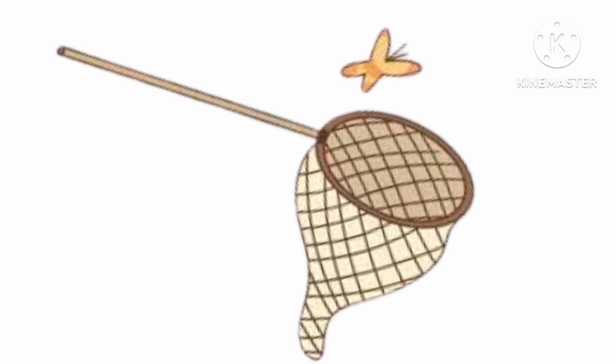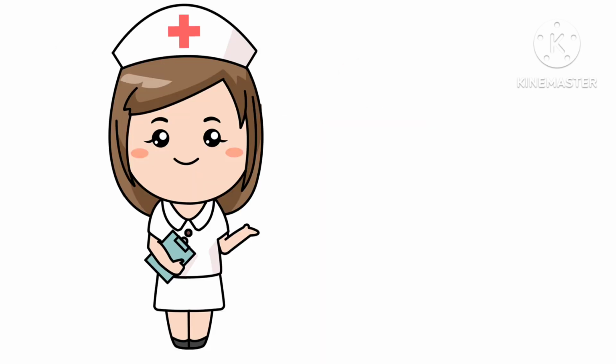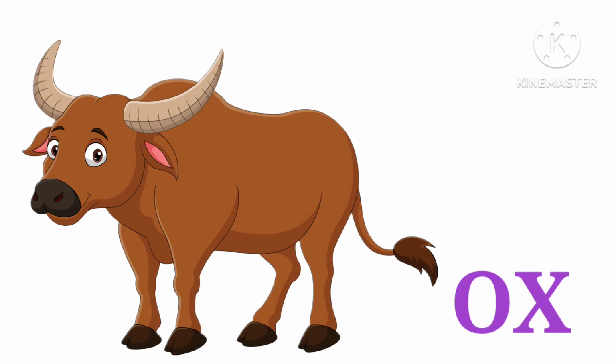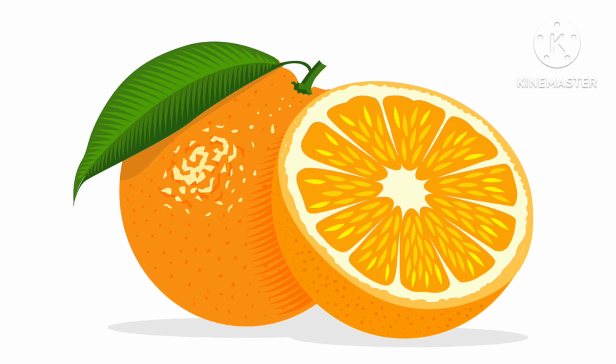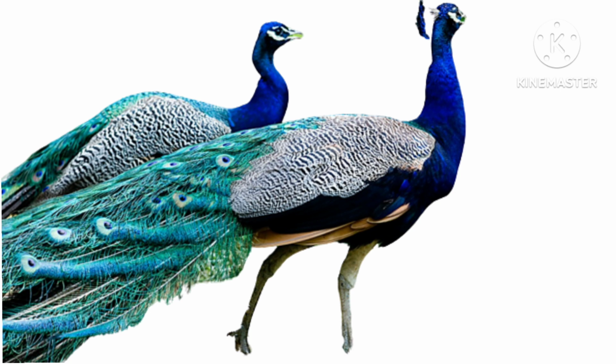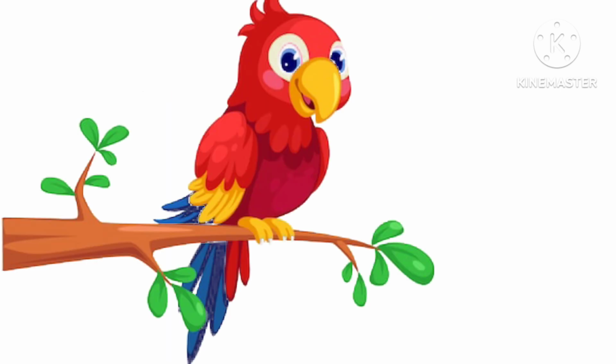N for nest. N for nurse. O for ox. O for orange. P for peacock. P for parrot.